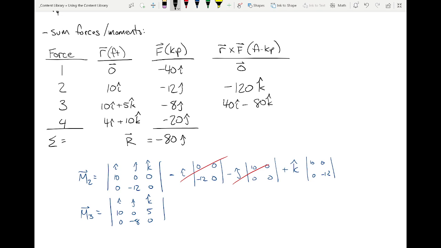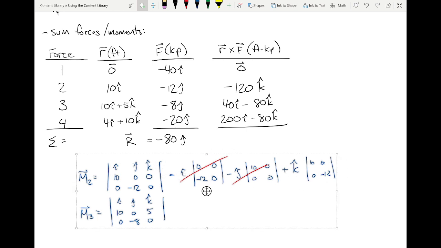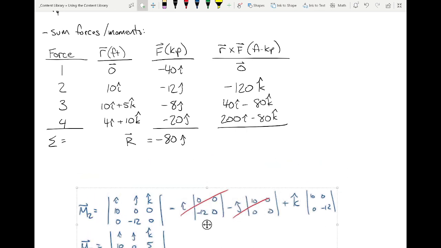And then I'll go ahead and do the last one. So when you do this one cross with that one, you get 200I minus 80K. All right. And I'm going to take this part right here and sort of just move it down.